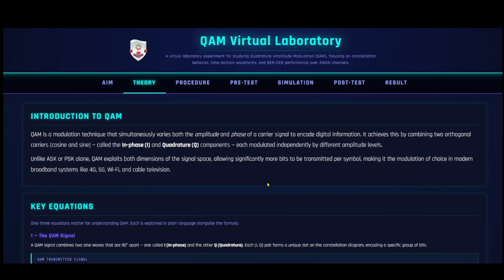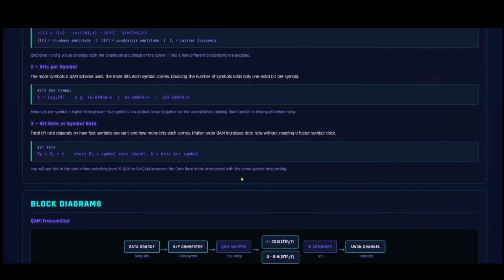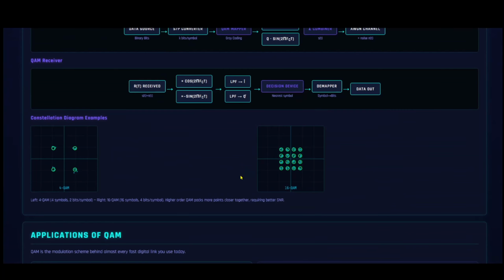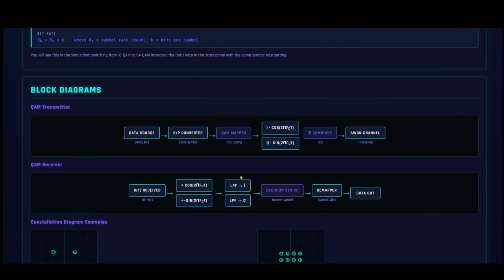Here, the concepts are explained in a simple way without overwhelming you. You will see the equation, signal representation, even the block diagram showing how QAM works step by step. QAM system has two main parts. One is the transmitter and another one is the receiver. First, let's see the transmitter part block by block.